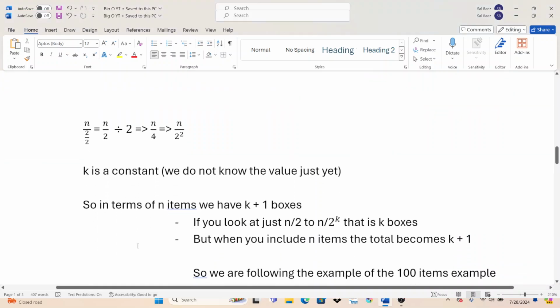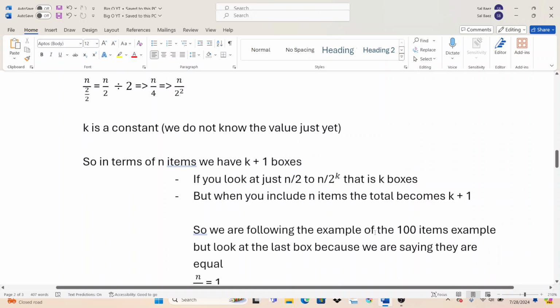And so we have k plus 1 boxes in total. Because if you look from n over 2 to n over 2 to the k, that's k boxes, right? Because from 1 to k, that's k boxes. This 2 is to the power of 1, you just don't see it. And so if you include the n items, that becomes k plus 1.